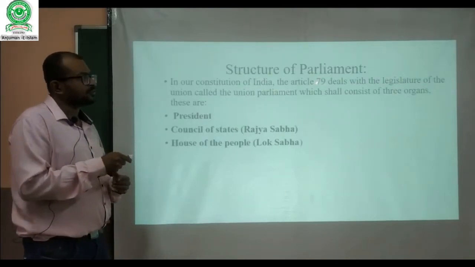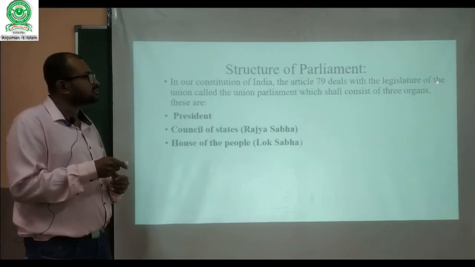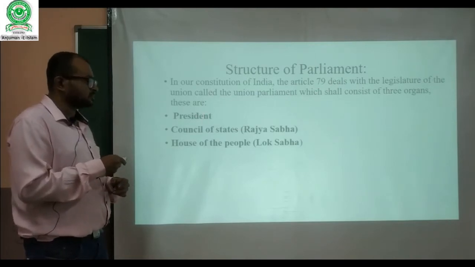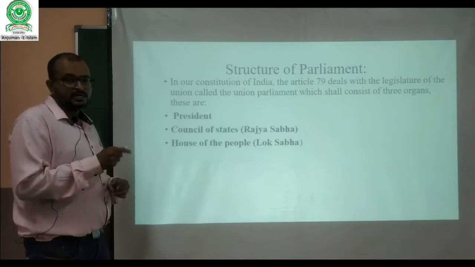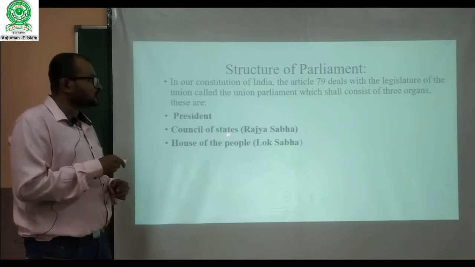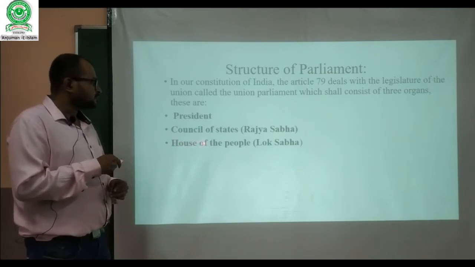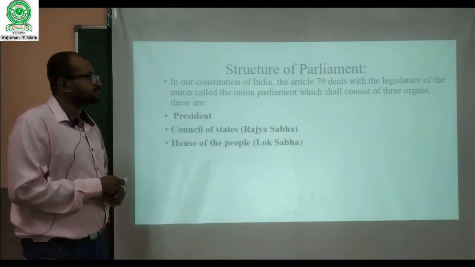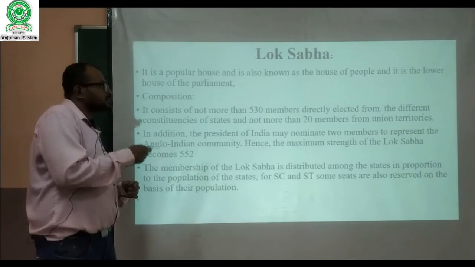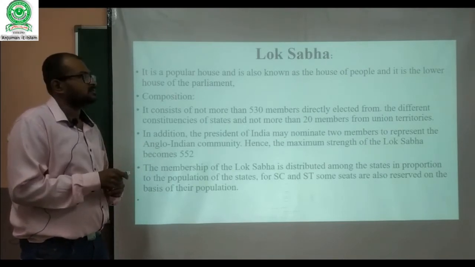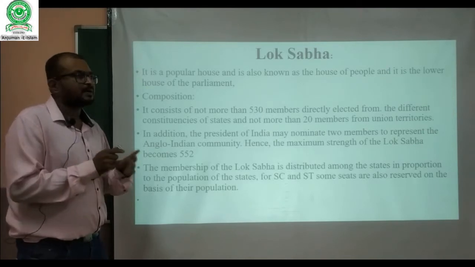In the Constitution of India, Article 79 deals with the legislature of the Union, called the Union Parliament, which shall consist of 3 organs. Mainly, the President of India, who is the constitutional head. Next, the Council of States, that is Rajya Sabha, popularly known as the House of Elders. Next, the House of the People, that is Lok Sabha. Let's begin with the topic Lok Sabha. It is the popular house known as the House of the People. It is the lower house in the Parliament.